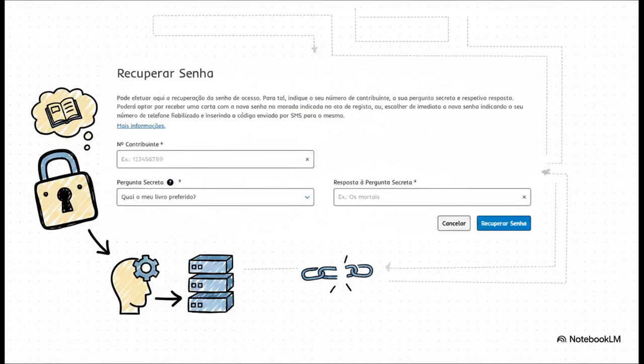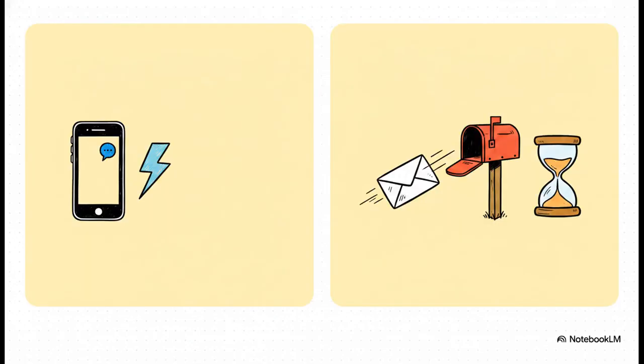And this brilliantly illustrates the password recovery screen. When you initially register, the system makes you set up a secret question and answer. So here, you just input your NIF, select your secret question from the dropdown, something like, what is my favorite book, and type in the answer. But, and this is a big but, what happens next depends entirely on how well you actually set up your account beforehand. Right here is where a tiny detail makes a massive difference.